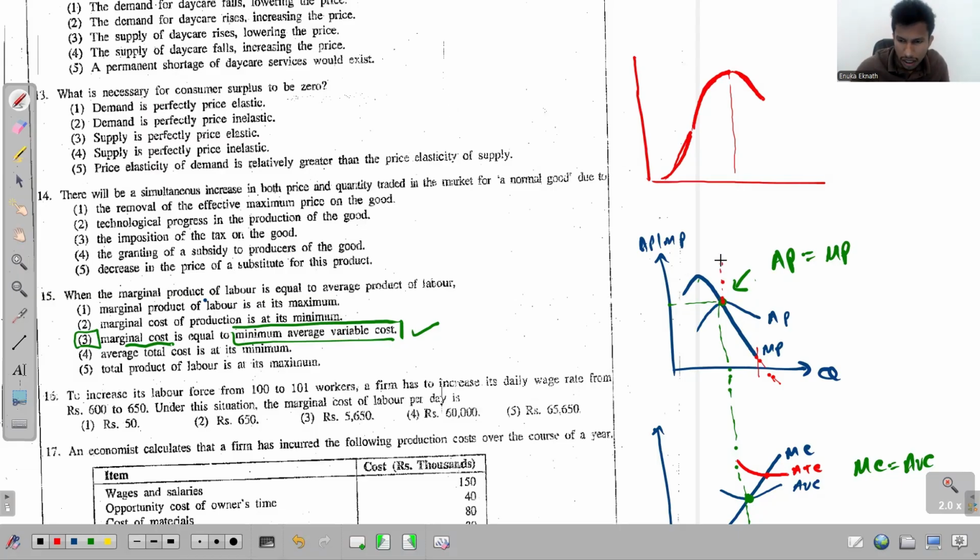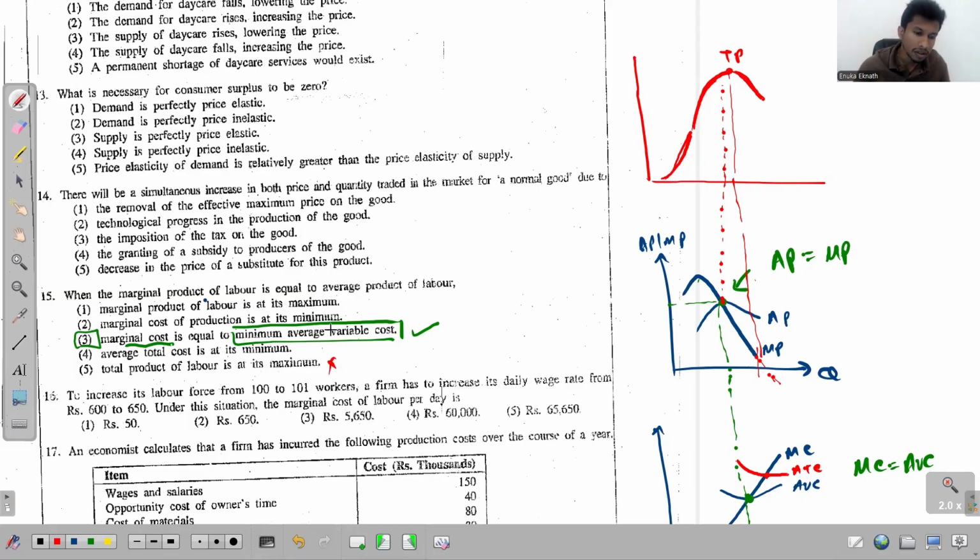So what do they say at this point? What happens in this market when the two become equal? The TP curve increases at a decreasing rate. So is that what they have mentioned here? Total product of labor is at its maximum. It becomes its maximum point when MP reaches 0, right? When MP reaches 0, TP reaches maximum. So that's not what happens here. Even this is wrong then.